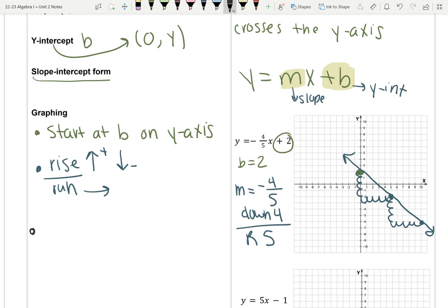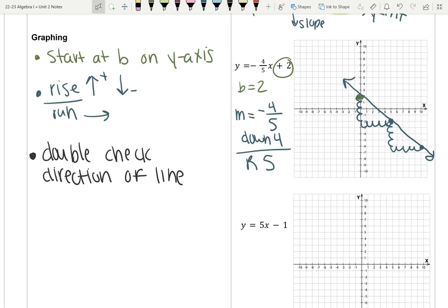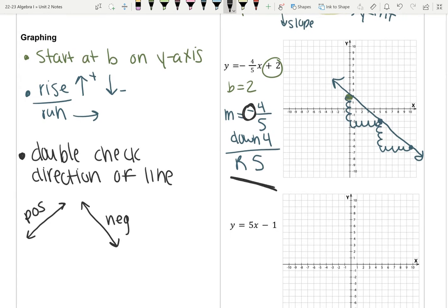Now the last step isn't really something to do, but you should double check the direction of your line. This is one of the most common mistakes that I see. If a line goes like this, it's a positive slope. And if a line goes like this, it's a negative slope. Looking at my graph over there, I'm going to double check that because my slope was negative, I drew a negative line. So my line should have gone in this direction, and it did. So that is correct.